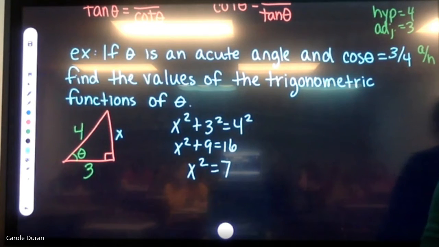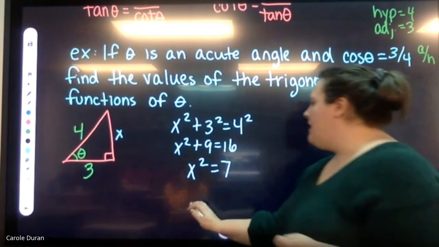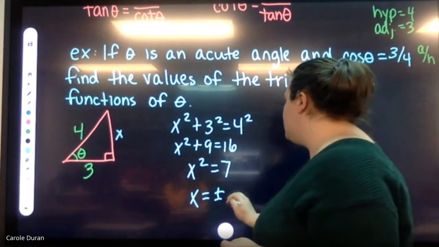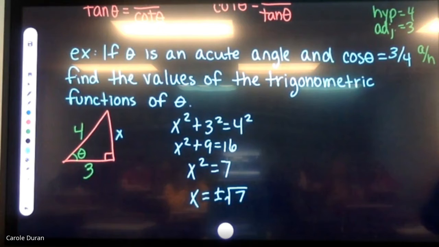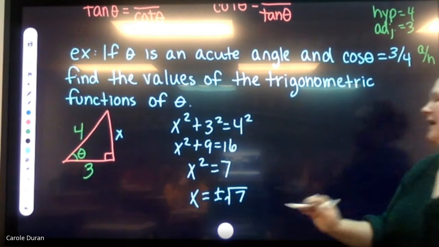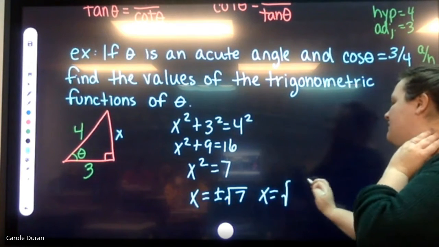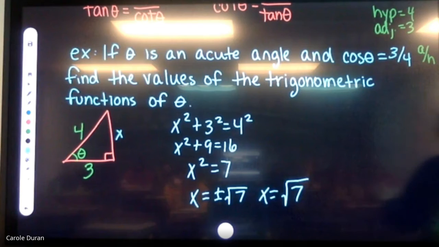What do I do now if I want x by itself? Square root it, and I get x equals plus and minus the square root of 7. Uh-oh, I got 2 answers. Why does it have to be positive? Because you can't have a negative length. You will be amazed at how many times students mess that part up. So that means x has to be positive square root of 7, and I want it left as the square root of 7 because that is an exact answer, not a rounded decimal.